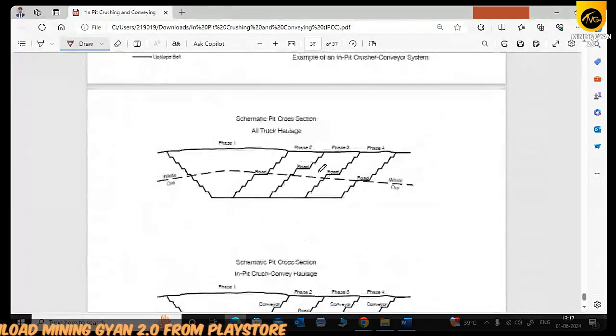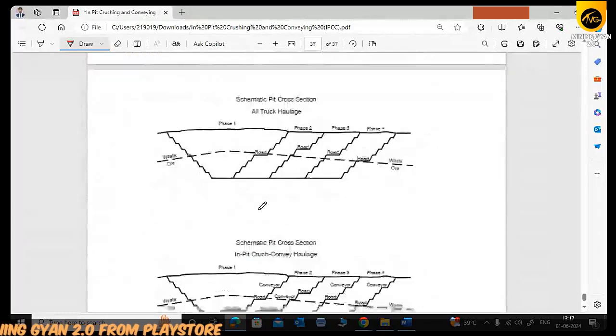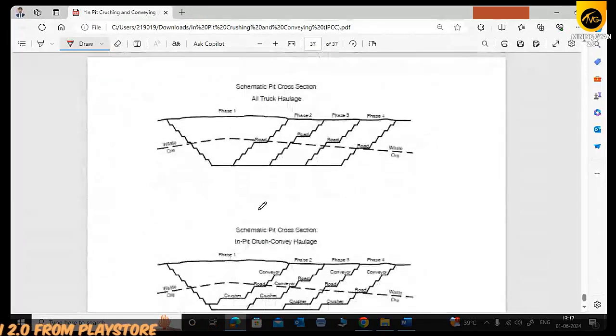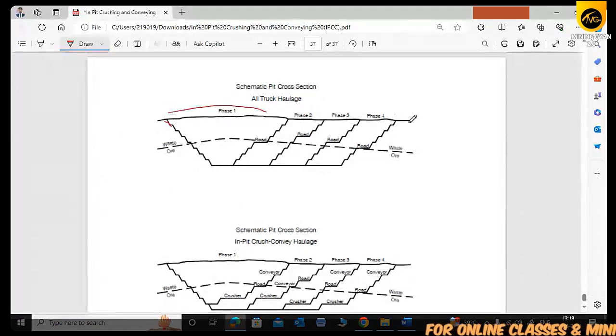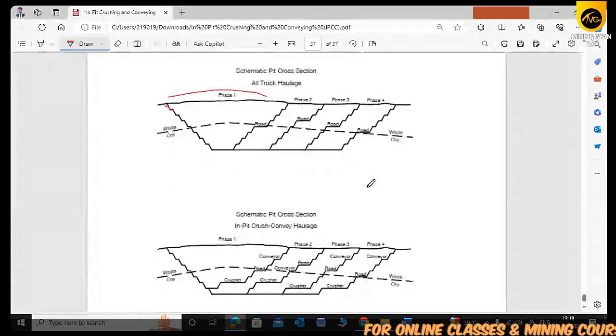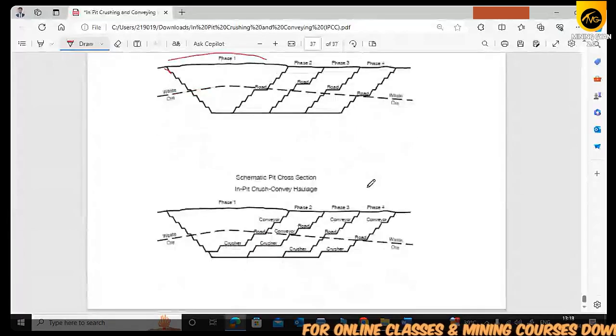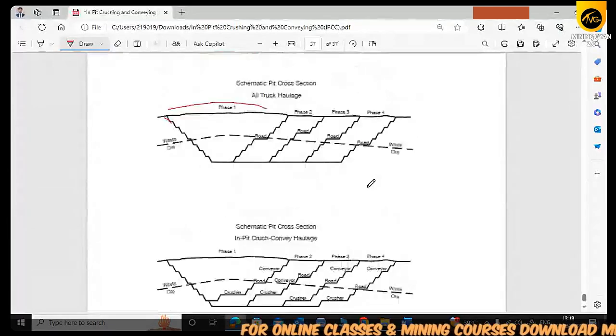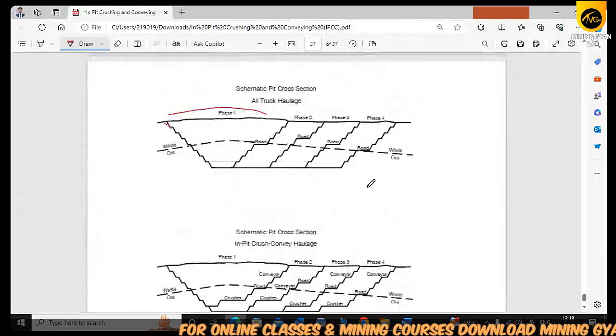You see, this is the systematic section cut of the phase-wise mining. This is how steep a gradient we are maintaining. In phase one we have to maintain here, then phase two, phase three, phase four, like that. This is the systematic pit cross-sectional diagram.